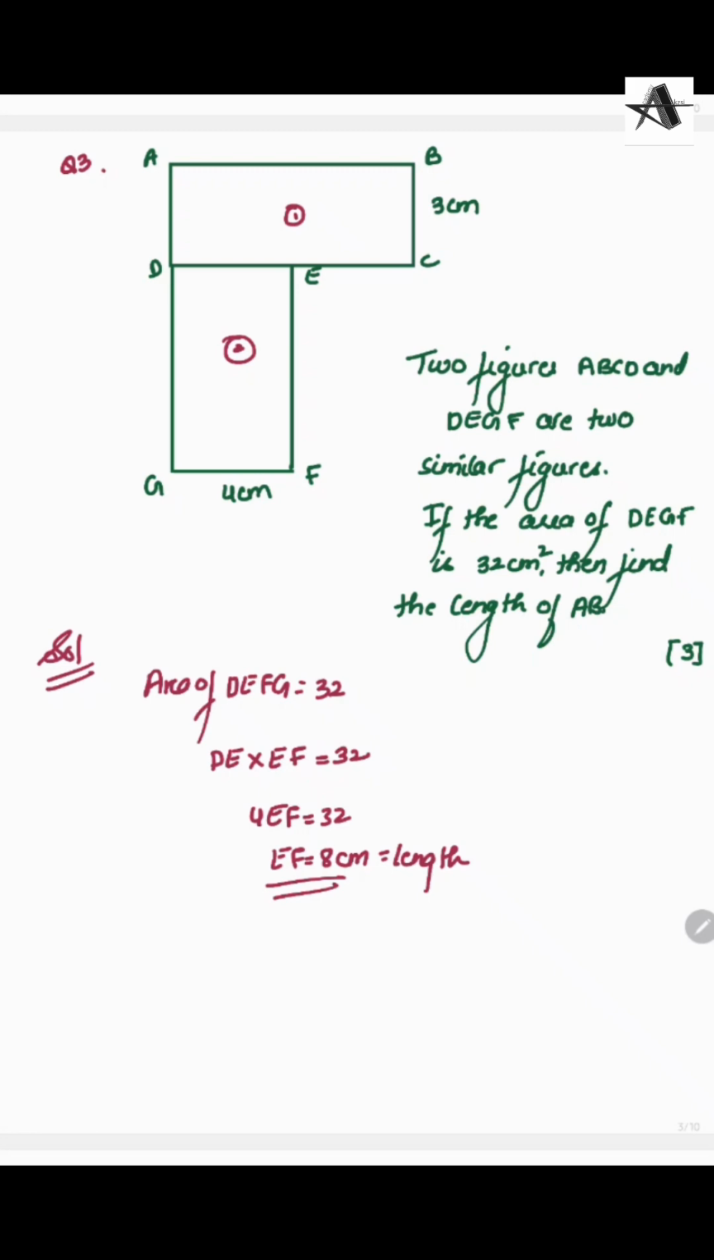Now if we have the length of it, we know the corresponding sides. If these two are similar, I can say BC over GF, because the width over the width should be equal to length over the length. So length is AB over length we have calculated as EF. So value of BC is 3, GF is 4, AB we have to calculate, and EF we just calculated as 8. On cross multiplication, this will be 8 times 3 over 4, which is 6 centimeters. So length of AB is 6 centimeters.